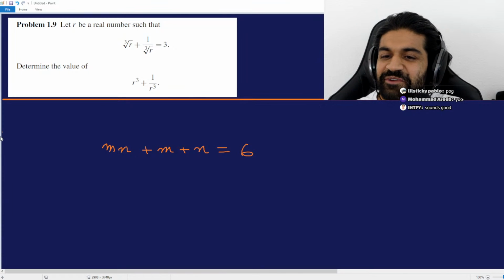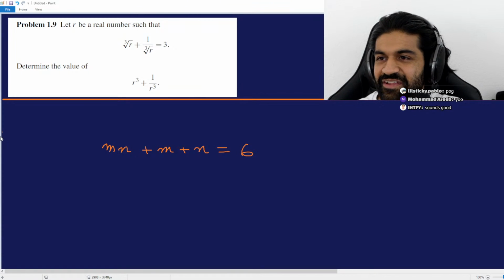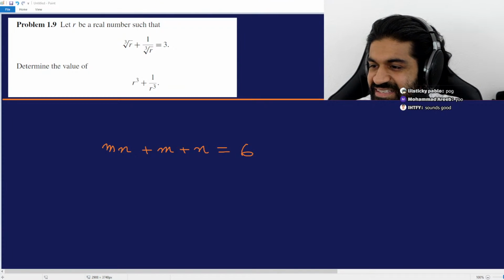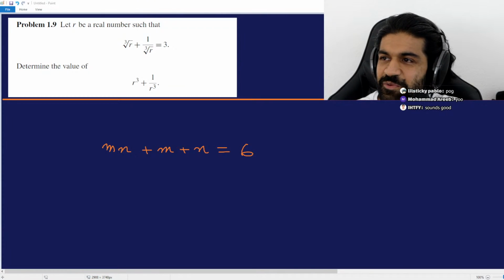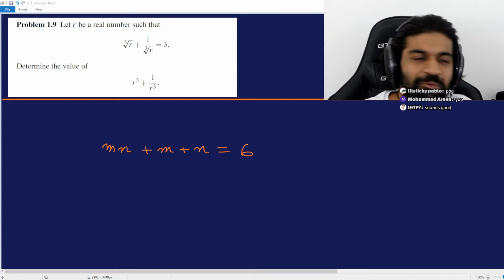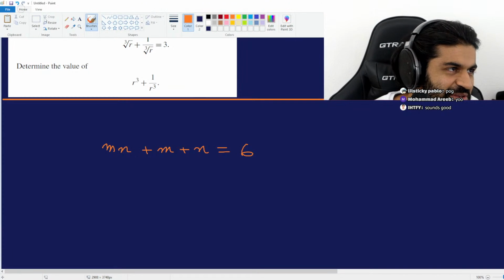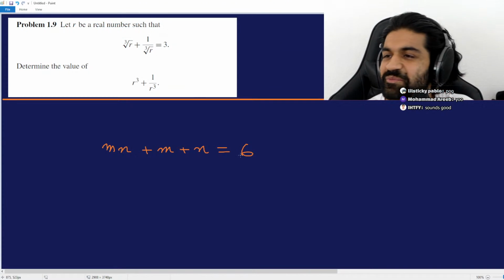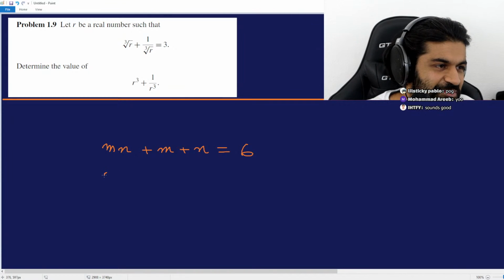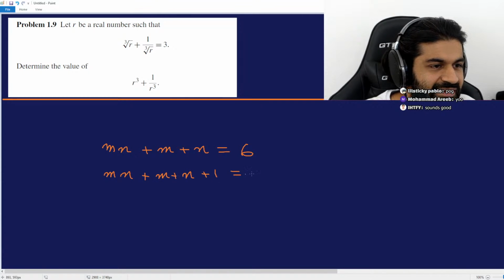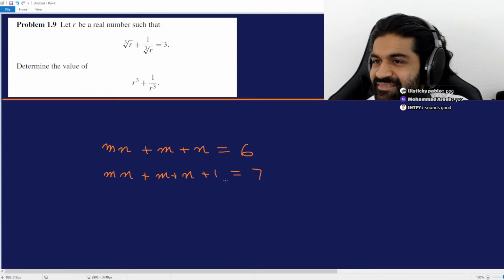This problem is very common. I think it appears in a lot of fancy middle school exams or whatever. And there's actually a very sneaky way that you can use to solve this problem. Here's what you can do: just add 1 to both sides of this equation, right? So you would have m times n plus m plus n plus 1 is equal to 7, okay?